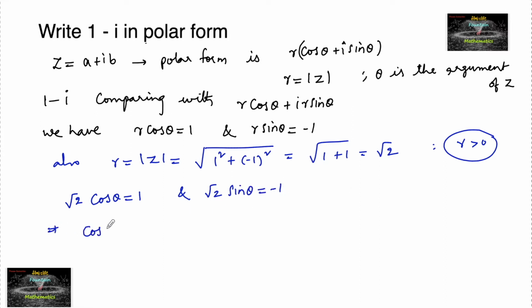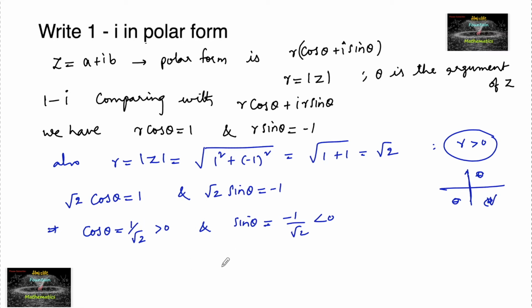Which implies cos theta is equal to 1 upon root 2, which is positive, and sin theta is equal to minus 1 by root 2, which is negative. So cos theta is positive and sin theta is negative. Cos is positive in the first quadrant and fourth quadrant, and sin is negative in the third quadrant and fourth quadrant. So we can consider the common part is the fourth quadrant. So in the fourth quadrant, cos is positive and sin is negative. And cos theta is equal to 1 upon root 2.